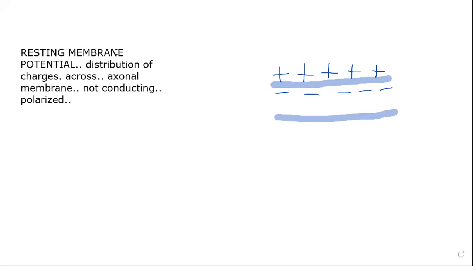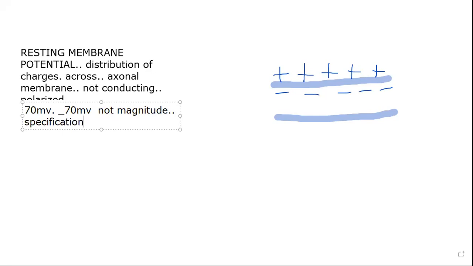The magnitude of the voltage present in this state is around 70 millivolts, and we represent it by a negative sign. We call it minus 70 millivolts. But the negative sign is not the magnitude. It is only the specification of the presence of the negative charge. The negative charge is present inside.